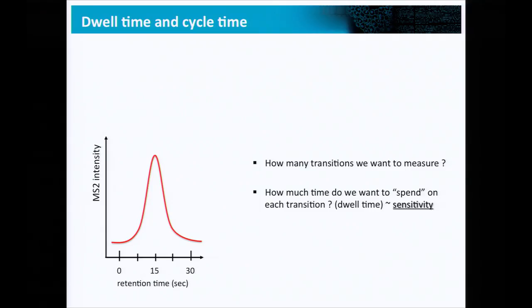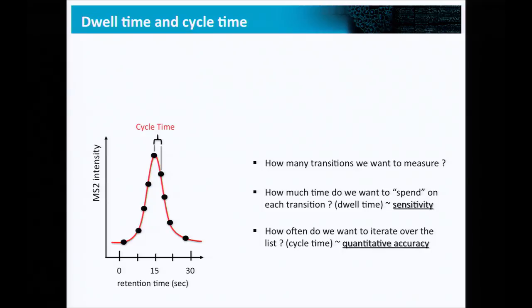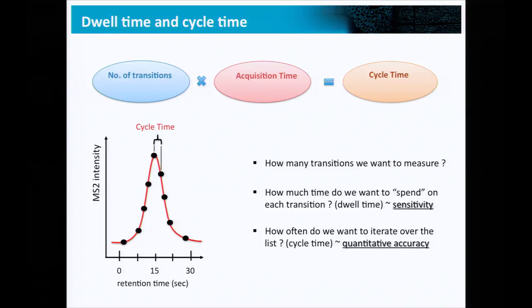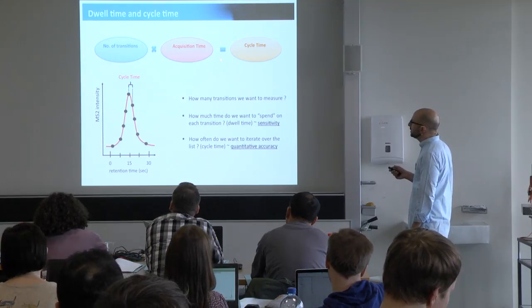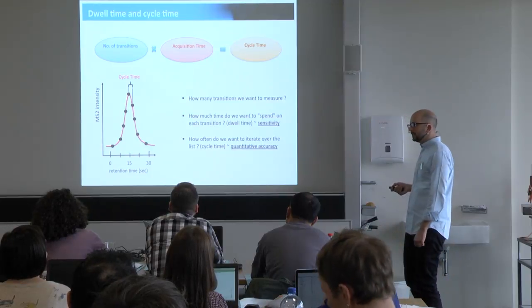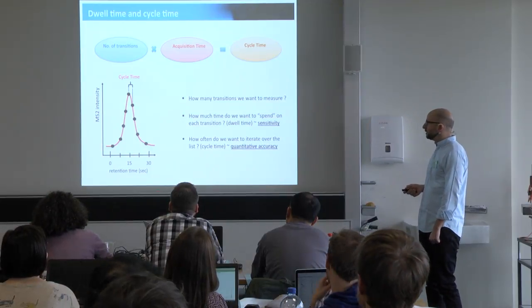of interest. The second thing that we need to consider is not just how much time we want to spend on each transition, but also how many transitions we have. So what's the length of this list? Who can tell me what we get when we take all of these into consideration, the dwell time and the number of transitions? We saw it in the first lecture: the cycle time. If we multiply the number of transitions by the acquisition time, what we get is the cycle time, and that relates to quantitative accuracy.